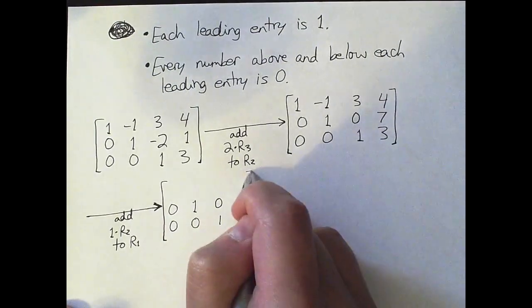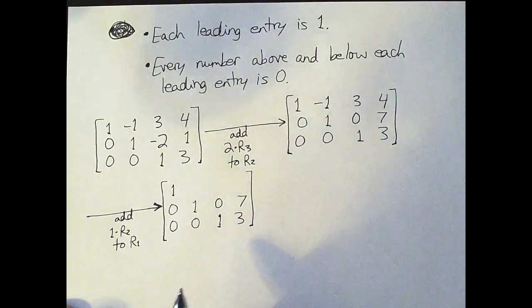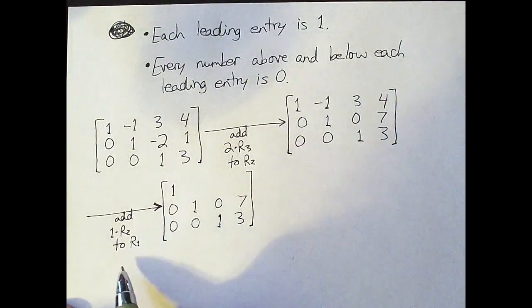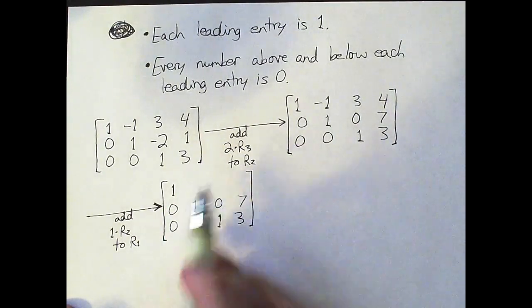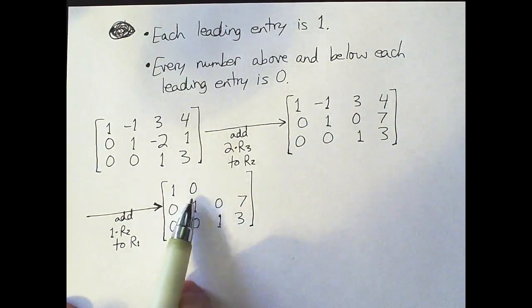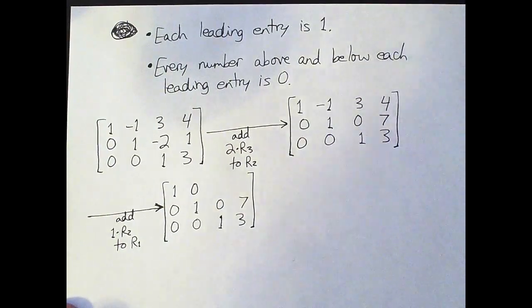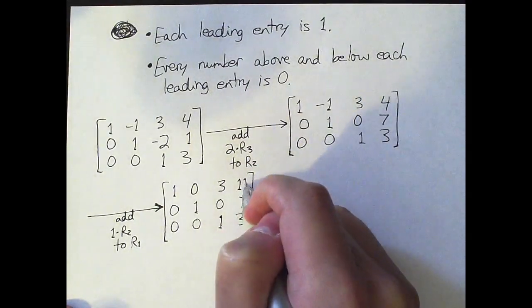All right, now, what does it do to row 1? The 1 is still a 1 because it gets 0 added to it. And then 1 gets added to negative 1. That's the reason why I did that step, to turn this into a 0. 0 gets added to 3, so that's still a 3. And then 7 gets added to 4, so that becomes 11.